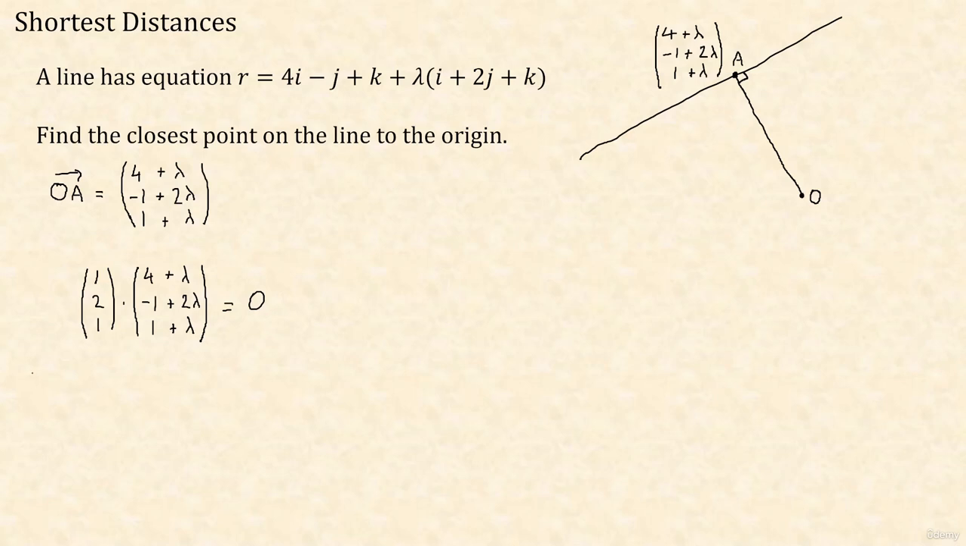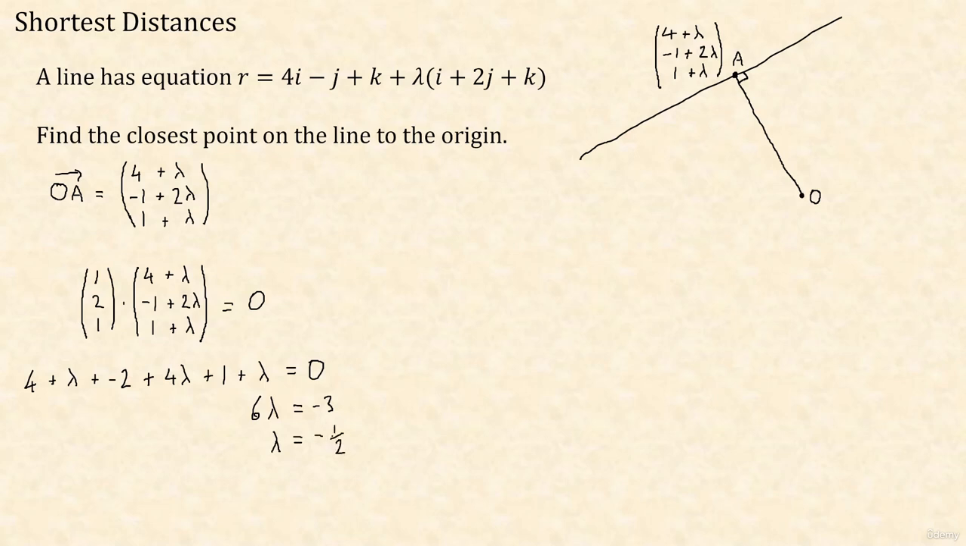We use our dot product to expand this, and we get 1 times (4 plus lambda), plus 2 times this stuff, so that's, well, it's actually negative, so minus 2 plus 4 lambda, and then plus 1 plus lambda, and this equals 0. So gather up my lambdas. I've got lambda plus 4 lambda plus lambda is 6 lambda. And then I've got 4 minus 2 plus 1 is 3. Subtract that from both sides and I get a negative 3 here. This means that lambda is negative a half.